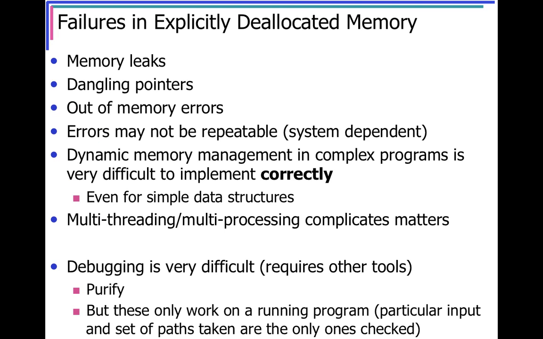Garbage collection addresses many of the failures that are associated with explicitly deallocated memory. Problems like memory leaks, where you overwrite an address in a variable and have no way to get to that address. There are no other variables that hold that address. That's called a memory leak.